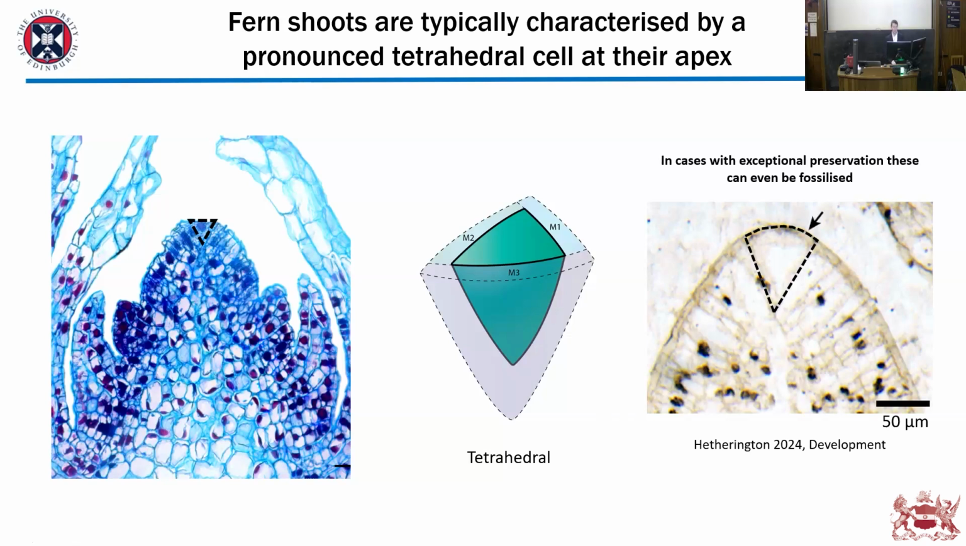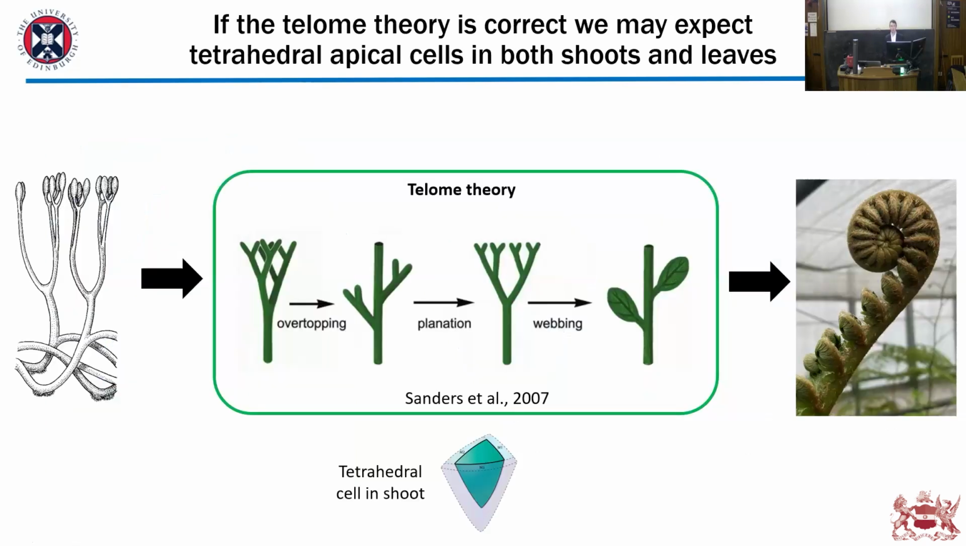So to go back to the T-lone theory and frame this within a hypothesis, we might predict that if the T-lone theory is correct, we might expect to find these tetrahedral cells in both shoots and in leaves. And that's something we wanted to investigate further. So the first place to start is to look at a diversity of leaves in living species today.